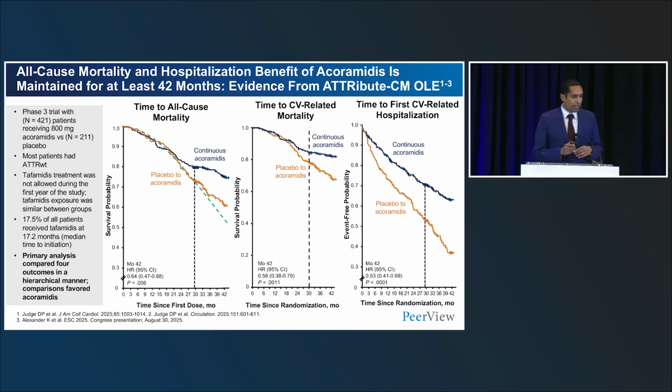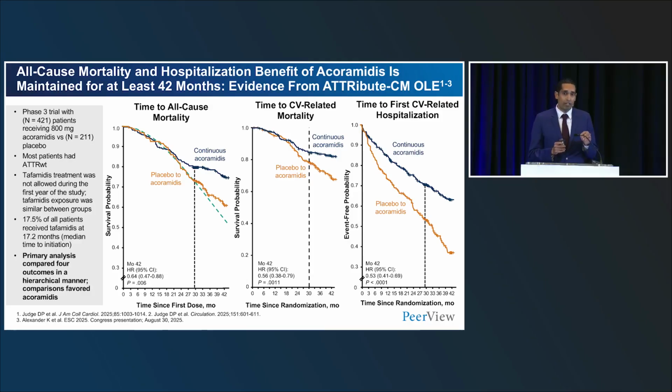Now let's go to acoramidis and the ATTRibute trial. This was the next trial that came out about a year ago. This was a study of around 600 individuals. They were randomized to acoramidis or placebo in a 2-to-1 fashion. Again, most patients in this trial had wild type as opposed to variant.